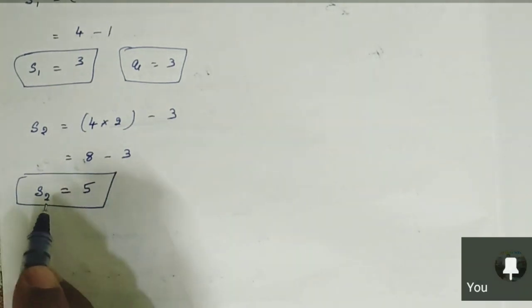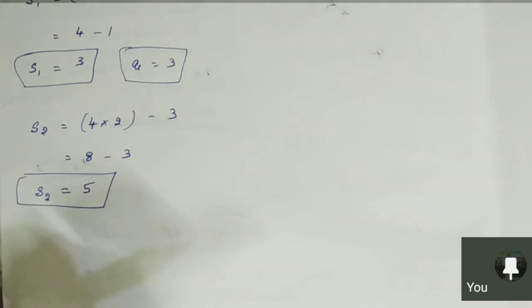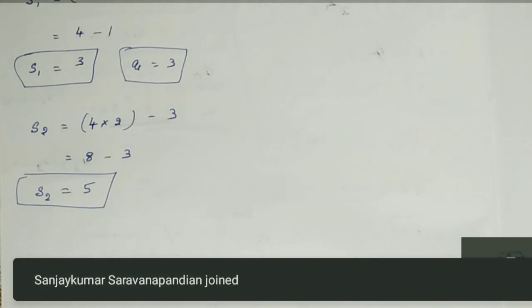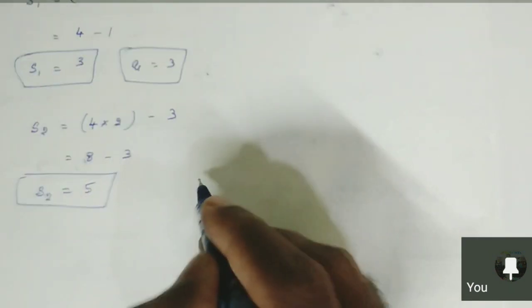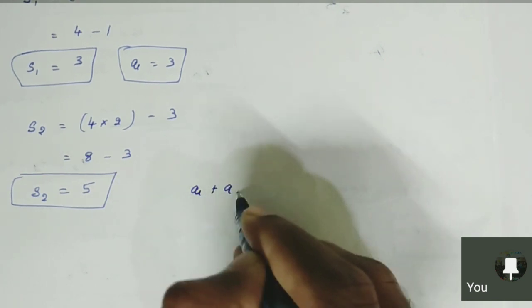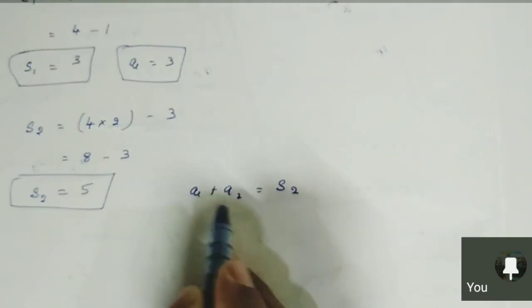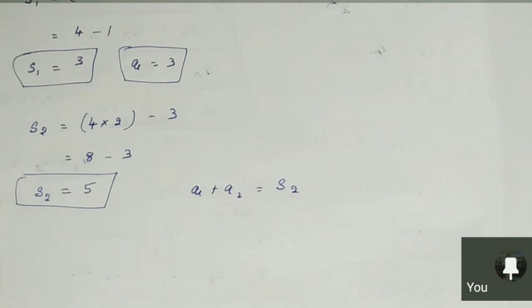Okay. Now we found S2. Now what is A2? Is A2 the same 5 or not? No, sir. It is the sum of the first two terms. Listen, listen. In this AP, A1 plus A2 is equal to S2, right? The sum of the first two terms is S2. Are you clear?